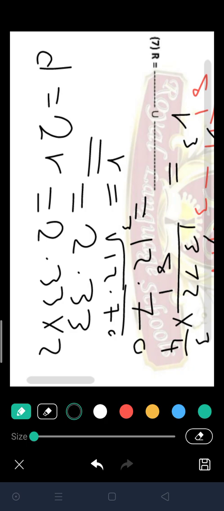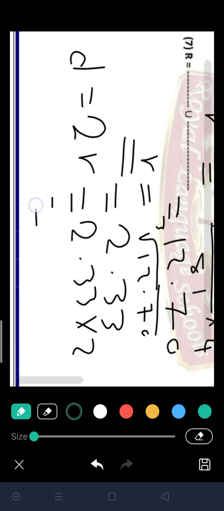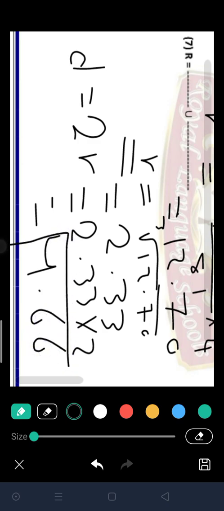2.33 times 2 equals 4.66, and this is the result.